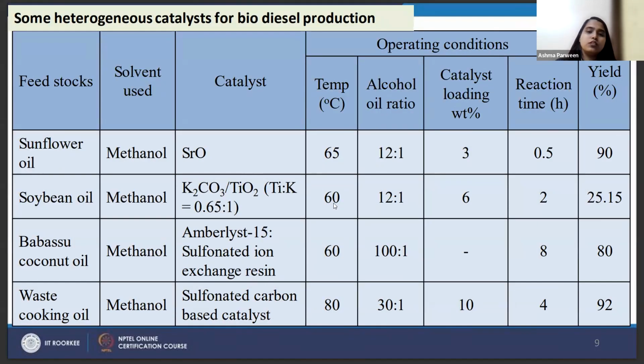So here is a chart which shows some of the heterogeneous catalysts which are being used for biodiesel production. So for example, for sunflower oil, the solvent used is methanol and the catalyst used is strontium oxide. And these are the operating conditions: temperature is 65 degrees centigrade, oil to alcohol ratio is 12:1. Catalyst loading weight percentage is 3, reaction time is 0.5 hour, and the yield is 90%.